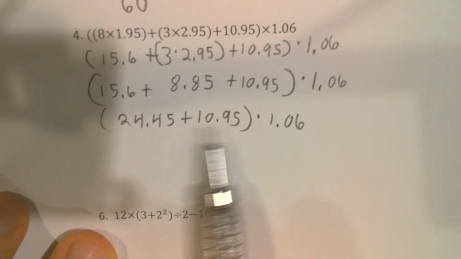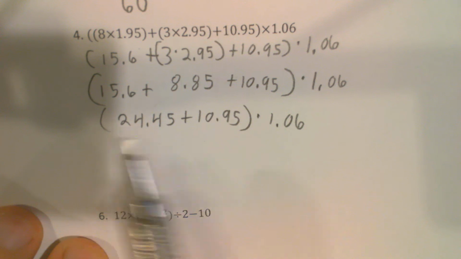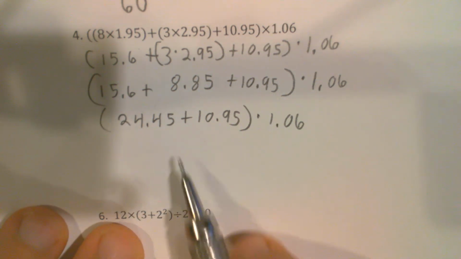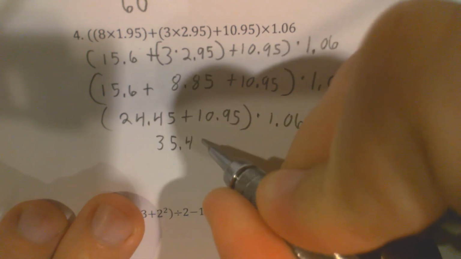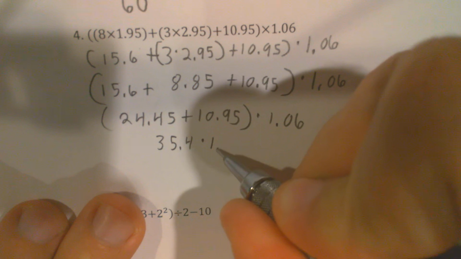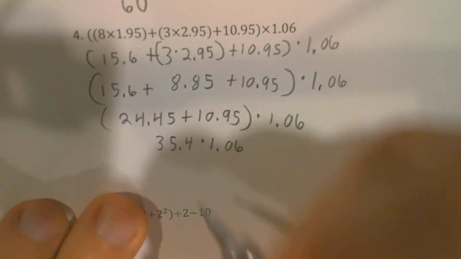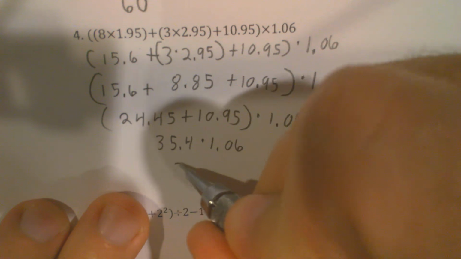Now we can finally add these two together, and after that we'll have a single number, which means we can drop our parentheses. That's going to give us 35.4 multiplied by our 1.06. That's going to give us 37.524.